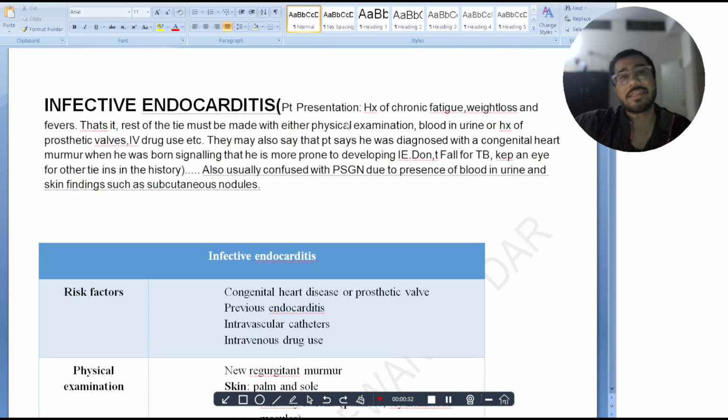So I'll give you an example here: history of chronic fatigue, weight loss, and fevers. That's it. So you might ask, this looks like TB. Yes, it does. And you need to make sure that you don't fall for that trap.